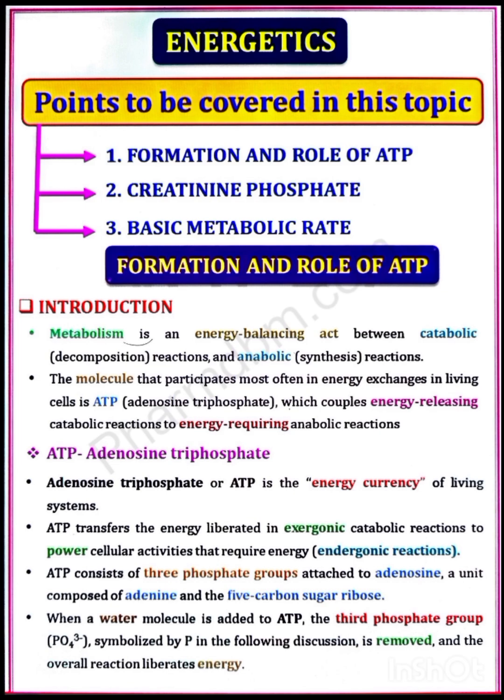ATP, adenosine triphosphate, is the energy currency of living systems. ATP transfers energy liberated in exergonic catabolic reactions to power cellular activities that require energy, the endergonic reactions. ATP consists of 3 phosphate groups attached to adenosine, a unit composed of adenine and the 5 carbon sugar ribose. When a water molecule is added to the ATP, the third phosphate group, symbolized by the P in the following discussion, is removed and the overall reaction liberates energy.